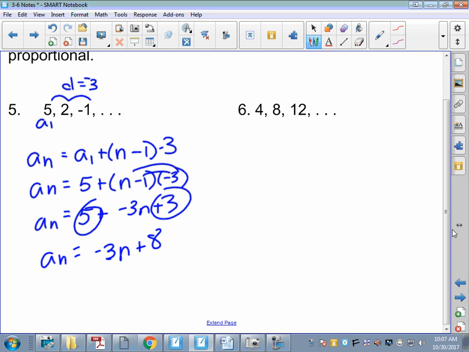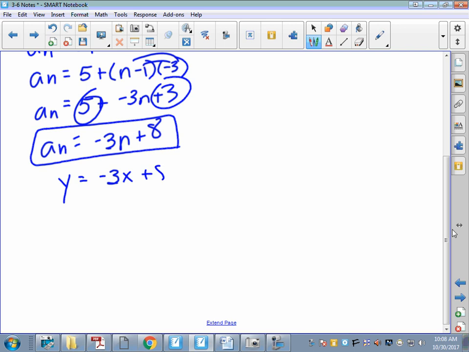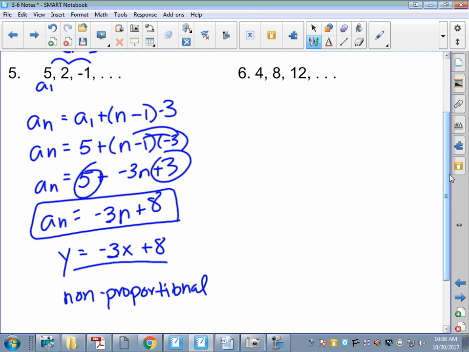Well, it looks a little bit different than y equals kx, but you could substitute the thing that we're equaling. The a sub n is my y value. My n value could be considered my x, which means negative 3 would be my constant rate of change. So because this looks like a formula where you have plus or minus afterward, this is going to be a non-proportional relationship here. So this would graph as a line. It would just not go through 0, 0. It would go through 0, 8. So a little bit different. I have the equation, and then based off of the equation, I decided whether it was proportional or not.